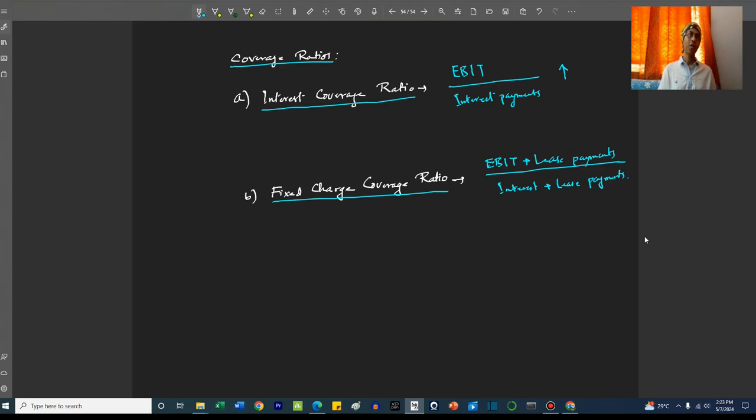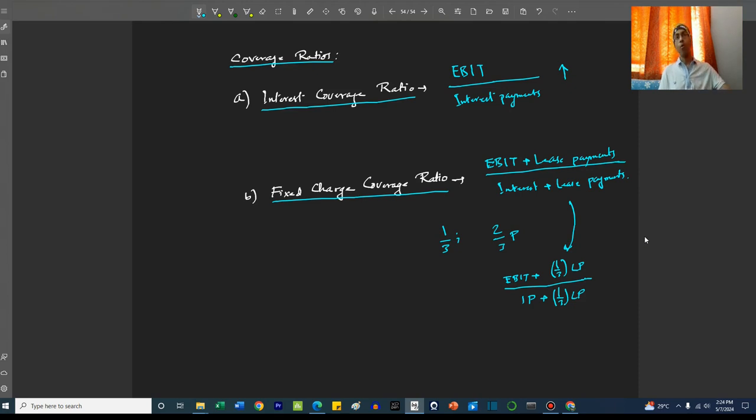One variant of this assumes that the lease payments can be divided into two parts. That is, 1/3 is the interest part and 2/3 is the principal part. And if this assumption holds, then this formula changes to EBIT plus 1/3 of lease payments divided by interest payments plus 1/3 of lease payments. So that's about it for the solvency ratios.